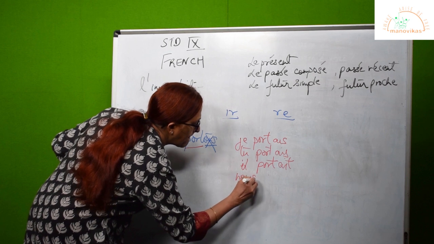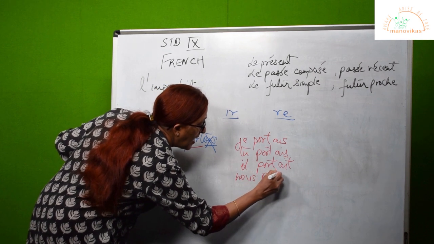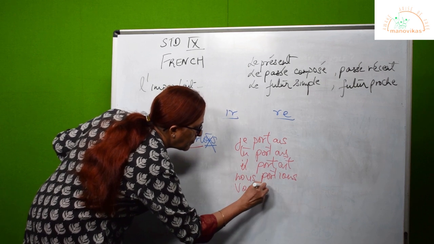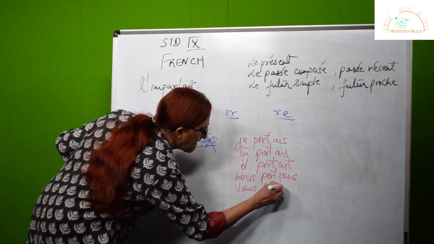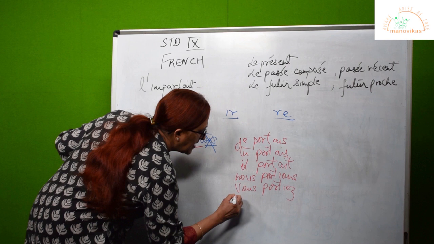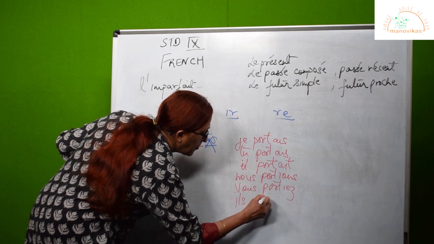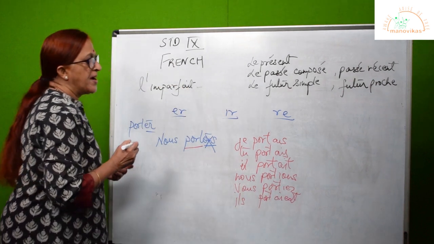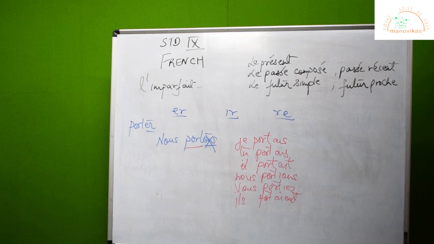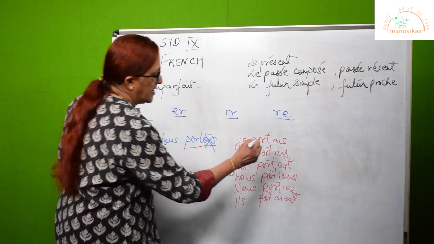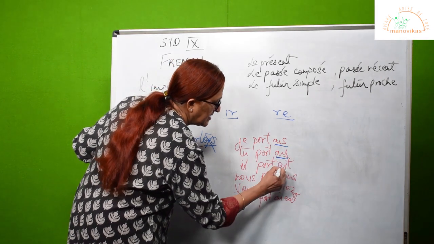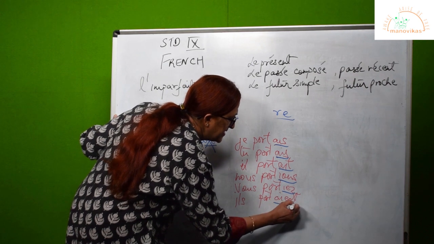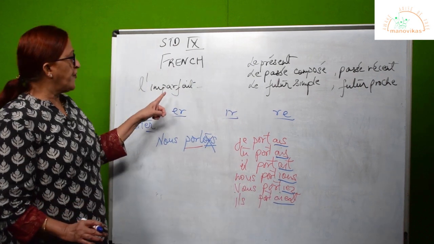Then nous portions, vous portiez, and ils and elles portaient. So which are the new endings? When I say new endings, these are the new endings: AIS, AIS, AIT, IONS, IEZ, AIENT.